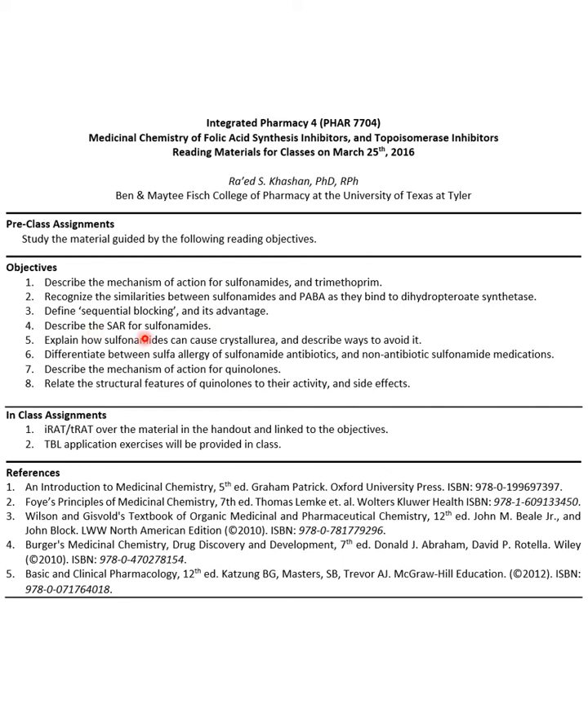Then describe the SAR for the sulfonamides. Explain how sulfonamides cause crystalluria, why they cause that, and what the ways to avoid it are. Very important point, actually, a very important consultation point. And differentiate between the sulfa allergy of sulfonamide antibiotics and non-antibiotic sulfonamide medications. Also describe the mechanism of action for the quinolones and relate their structure to their activity and side effects.